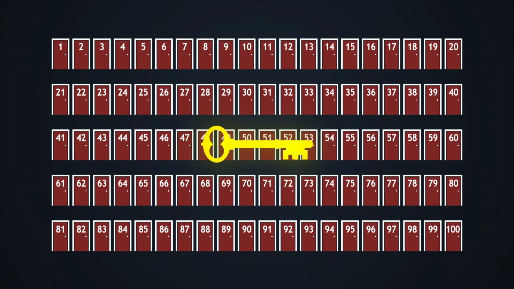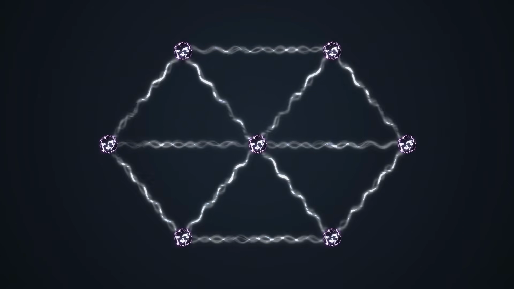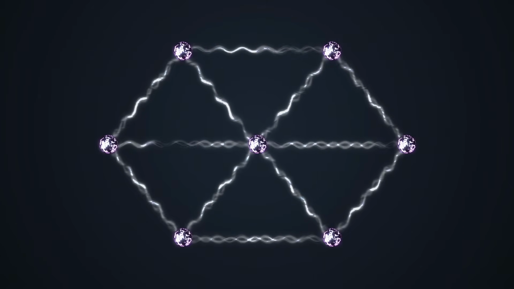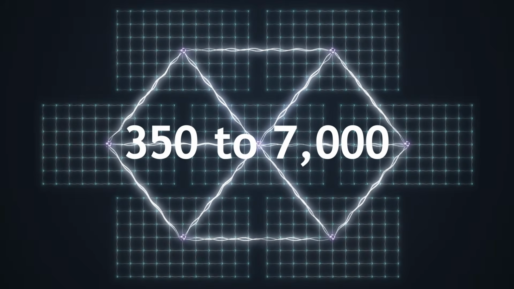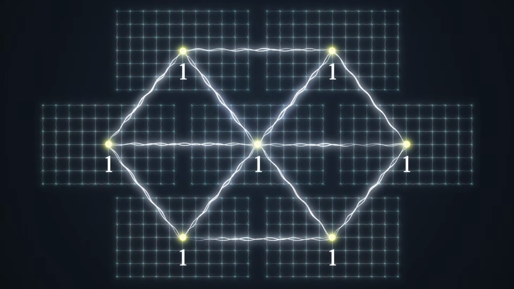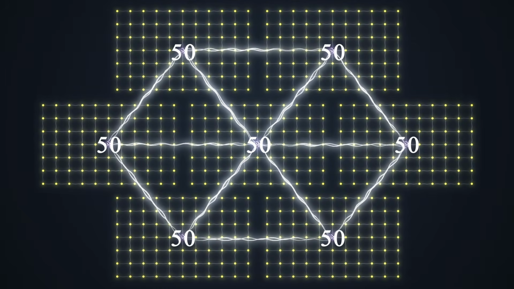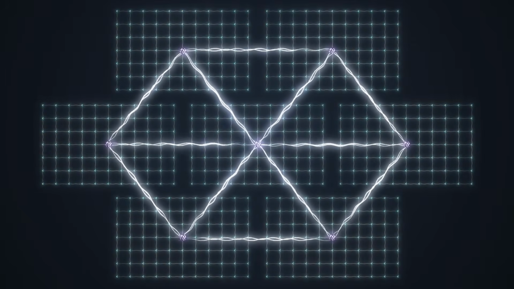So if we go back to our example of 1 key and 100 doors, which required at least 7 qubits to spit out the answer, in reality, we would need an extra 350 to 7,000 helping qubits. So for every one logical qubit that we have, we actually need an extra 50 to 1,000 helping qubits.